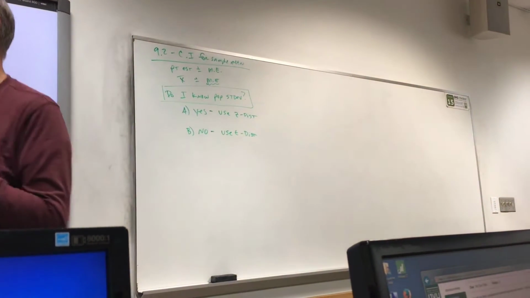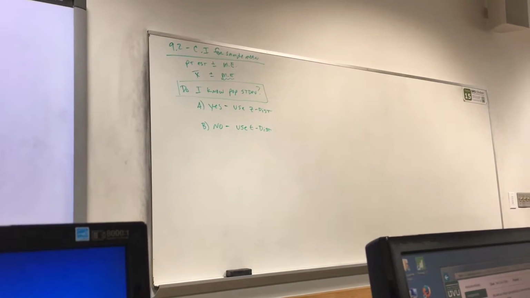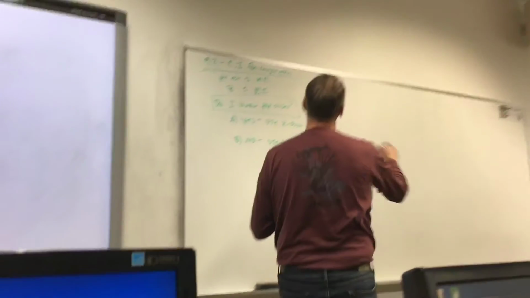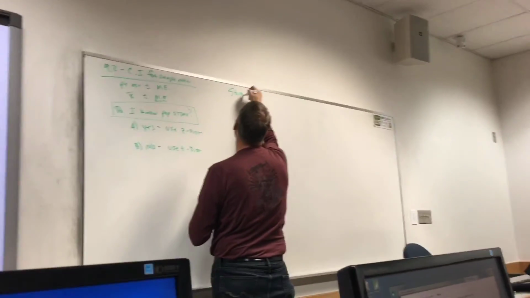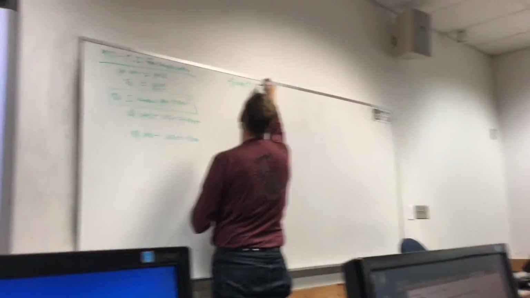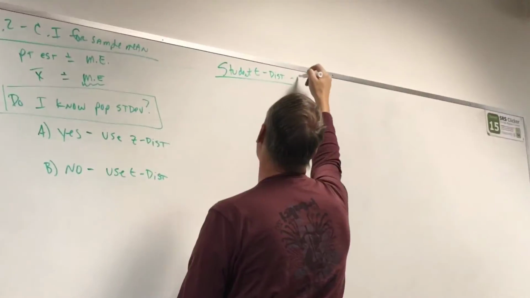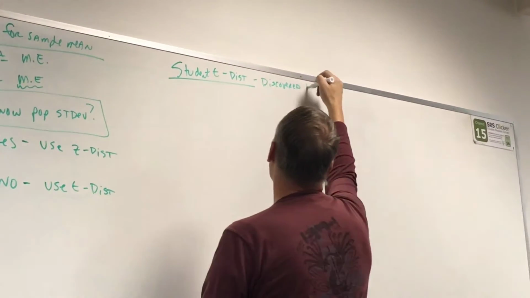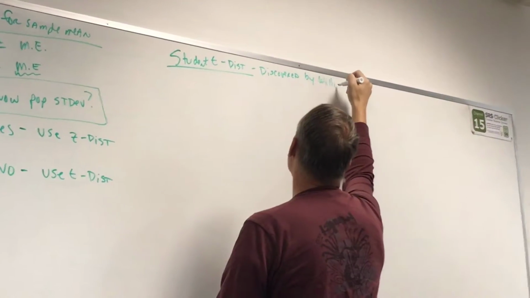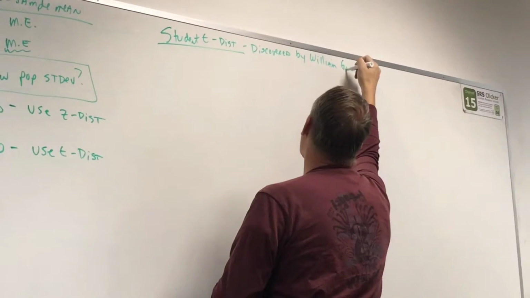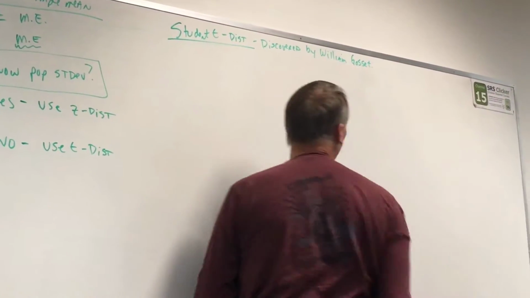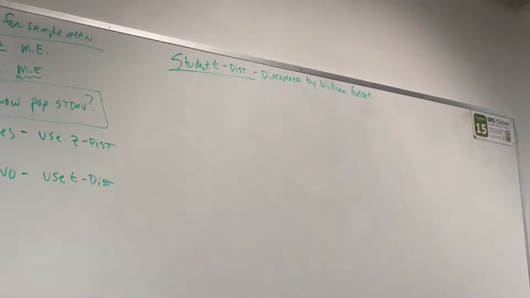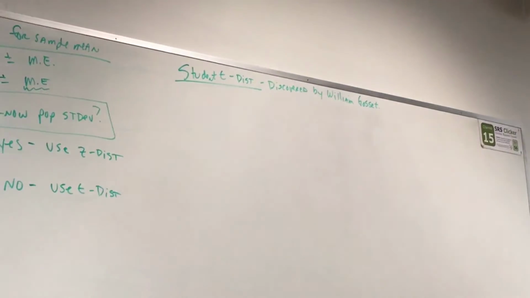Okay? You guys haven't heard of the T distribution until today, right? Okay, so let's talk about it. It's called the student T distribution. Okay? It was discovered by a guy by the name of William Gossett. Okay, he actually worked for a beer company. Okay, so if you thought nothing ever good came from beer, we got the T distribution.